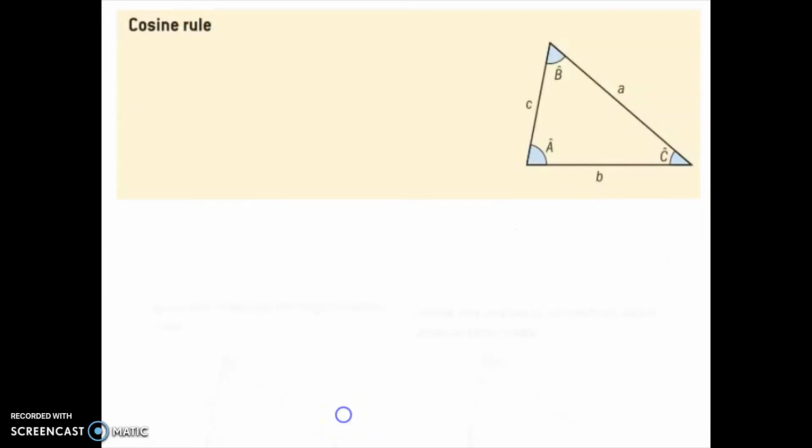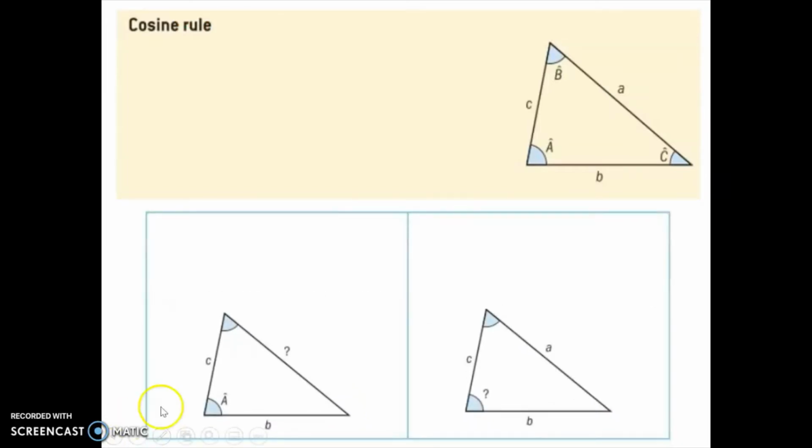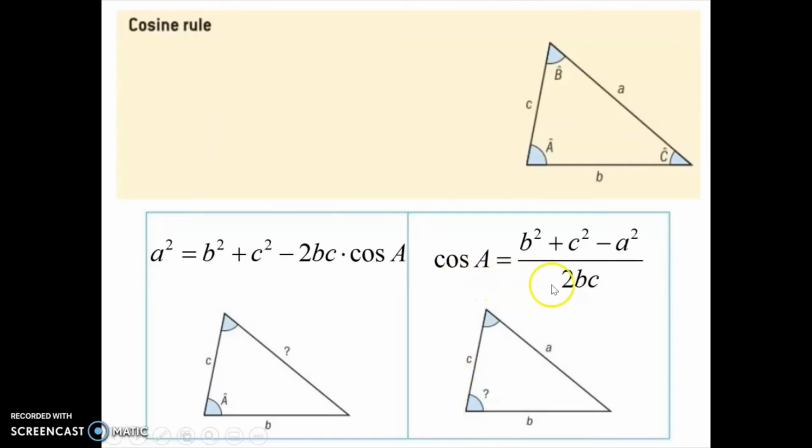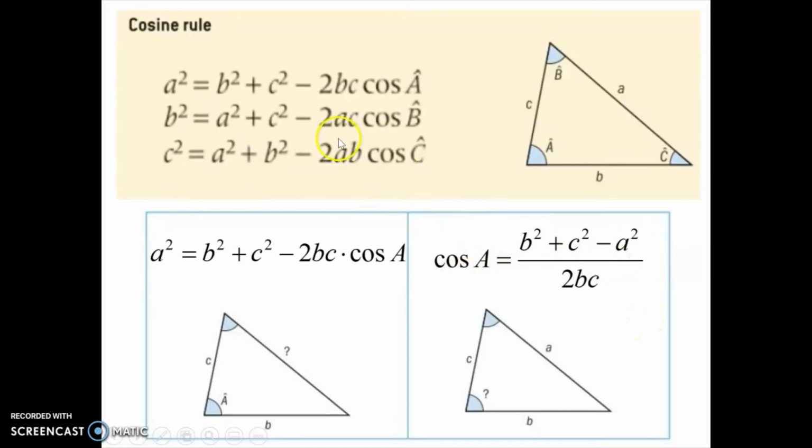Okay, so just to recap, with the cosine rule, if we have a triangle and we're looking for an unknown side like this, we're going to use this version of the cosine rule, because this is a side, so we're solving for a side. All right, if we have a triangle like this, where we have an unknown angle, we're going to use the other version of the cosine rule, where we have the angle here, and we can solve for the angle.